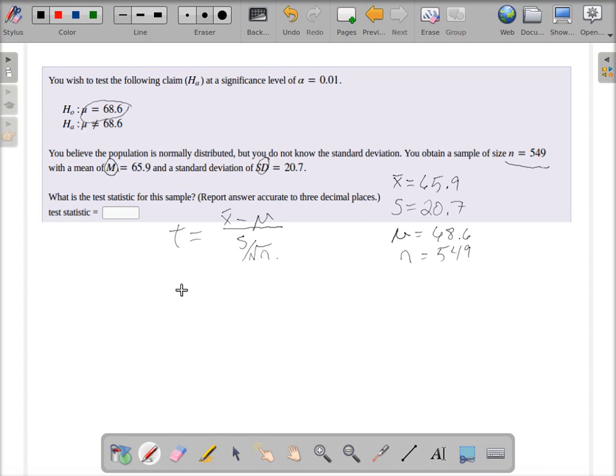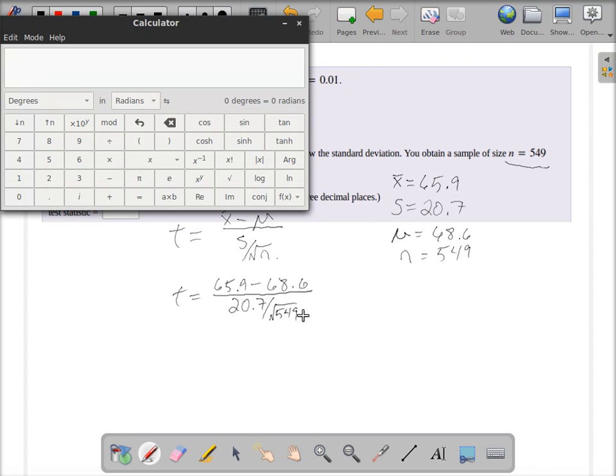So really, all we have to do is plug this into our t formula, and we'll get our test statistic. Now, just like with proportions, I want to do as little rounding as possible in the middle of these calculations, just to avoid too much rounding in my final answer. So I'll have 65.9 minus 68.6, all divided by 20.7, which itself is going to be divided by the square root of 549.